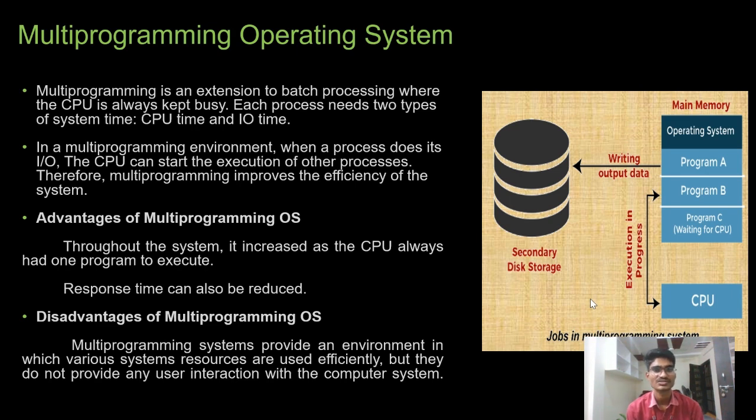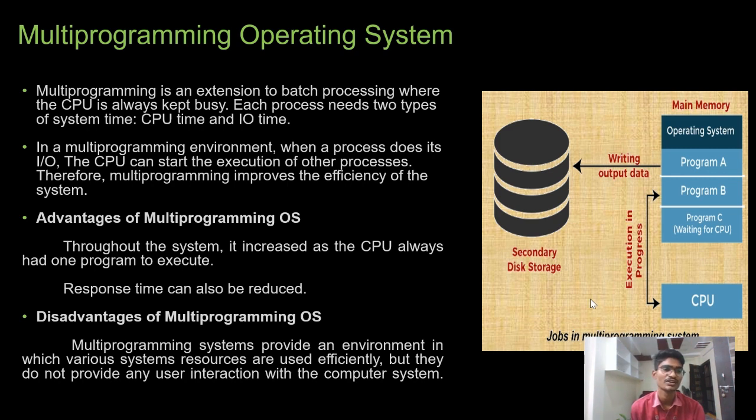Multi-programming operating system is an extension of batch processing operating system, but it also keeps the CPU always busy. It means that there is no waiting time for the CPU to execute its next process. Each process needs two types of system time, CPU time and IO time. If a process requires IO, it is called IO time. In a multi-programming environment, when a process does its IO, the CPU can start the execution of another process. It means that there is no possibility of starvation.